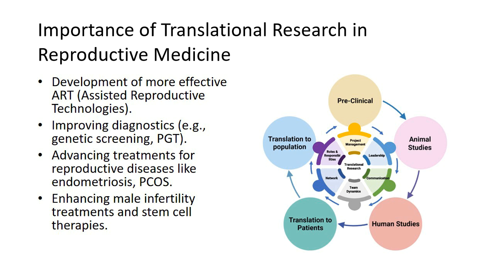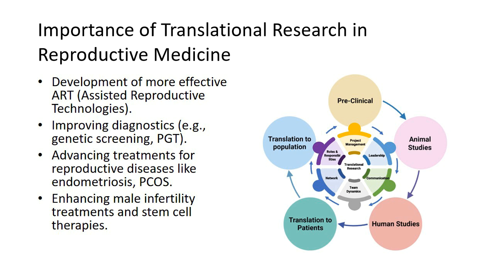Translational research in reproductive medicine has led to the development of advanced ART techniques such as improved IVF protocols, egg freezing methods, and genetic screening of embryos, PGT. Research findings allow clinicians to refine IVF practices to increase success rates and reduce risks.